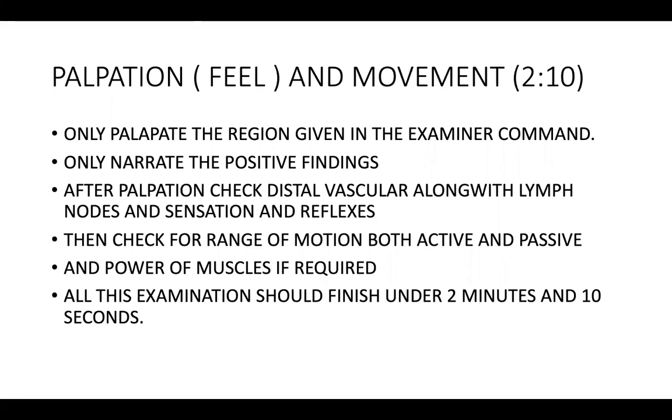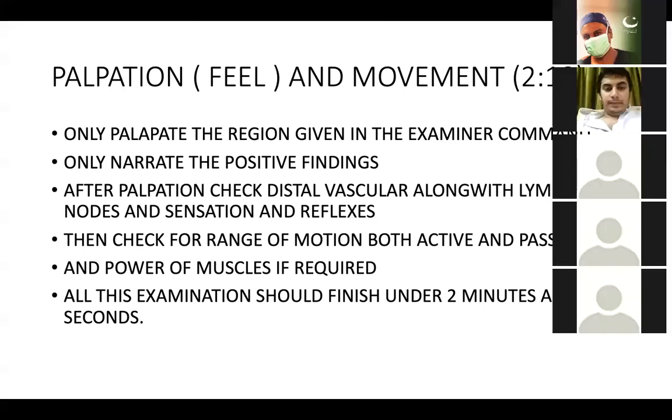If you're examining the knee joint, I have to do one thing above the knee, and that is I have to check for the inguinal lymph nodes. And I have to do one thing below the knee, that is I have to check the distal vascular status. Same goes with the elbow joint. So you have to check for the axillary lymph node or lymph node enlargement above the joint. And one thing below is you have to check for the vascular status along with the sensations and the reflexes.